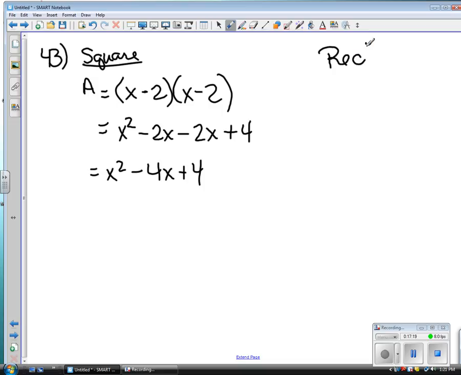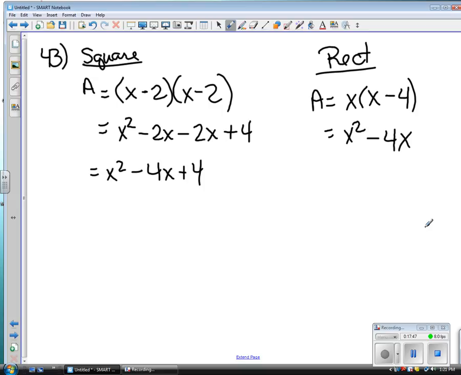Now, if I look at my rectangle, my area is X times X minus 4. Is that correct? This one I just have to distribute out, so what's X times X? And X minus 4, X times negative 4? And I'm done, right? Which one is bigger? Why? Because it had the plus 4 to it. Does everybody see why it was a little different?